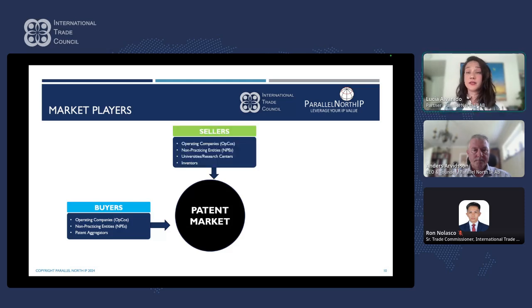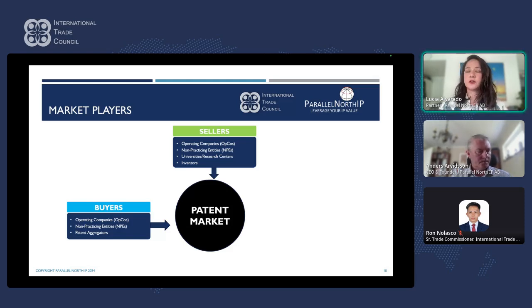Then we have the sellers. So who is selling? Who is putting the assets into the marketplace? Most of them operating companies. As I mentioned before, the Googles, the Apples, the Samsungs of the world, the HPEs, IBMs, etc. Non-practicing entities, sometimes they also divest assets. We also have universities and research centers.